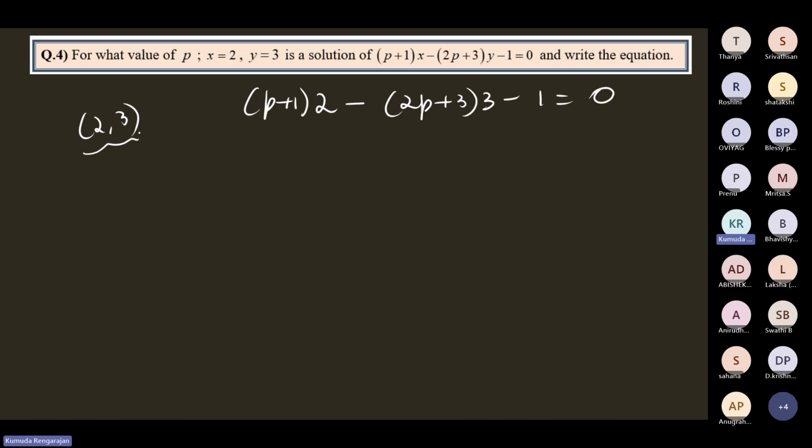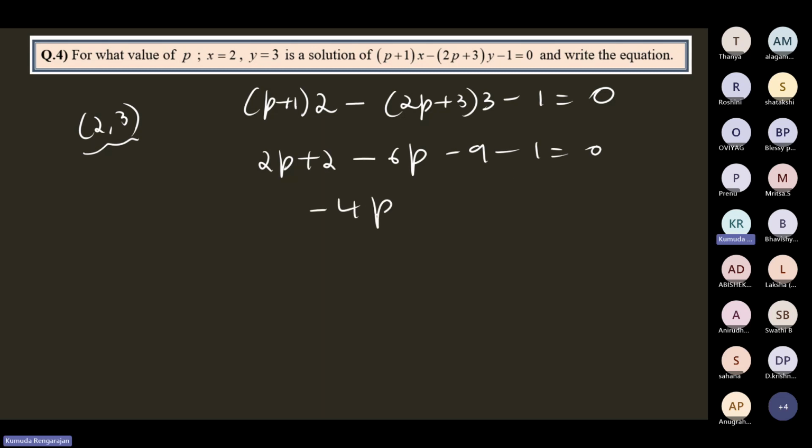It's the point (2, 3). That's what is given: X is equal to 2, Y is equal to 3. So in the equation, in place of X, use 2, in place of Y, use 3, and work it. What do you get? 2(P + 1) - 3(2P + 3) - 1 is equal to 0.